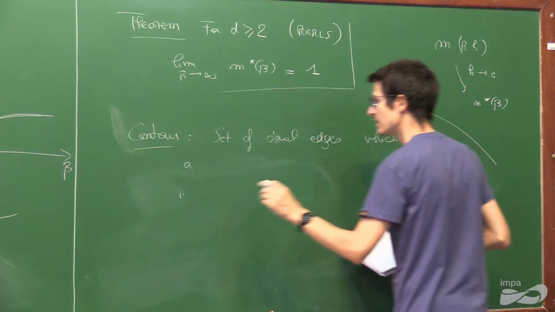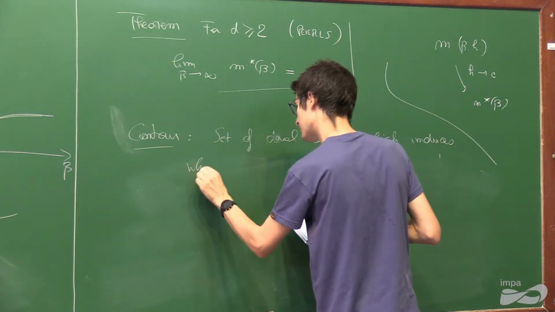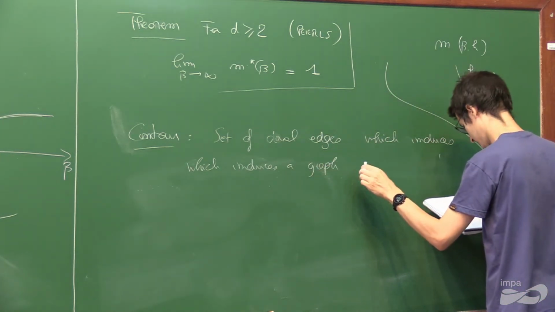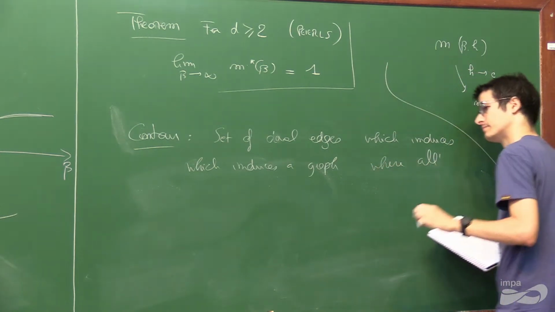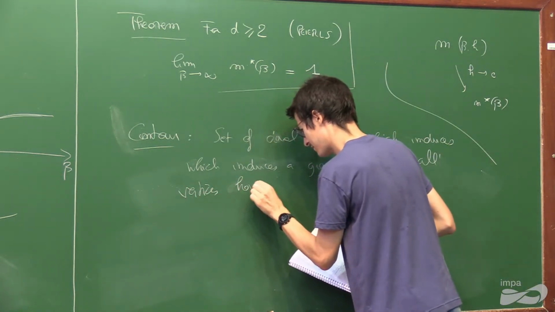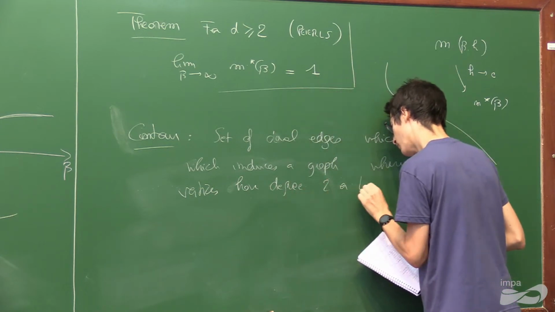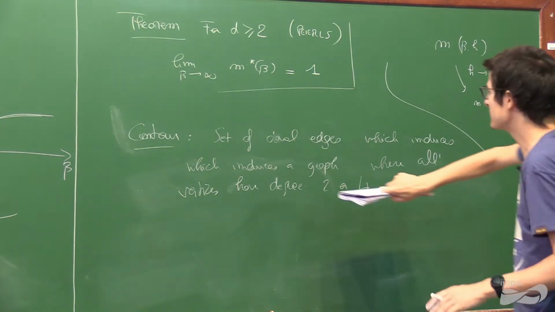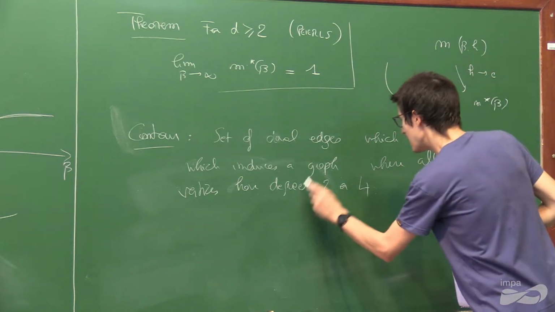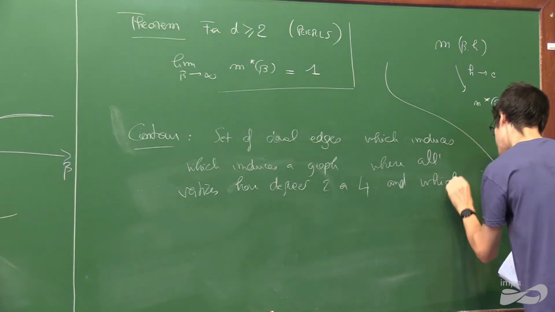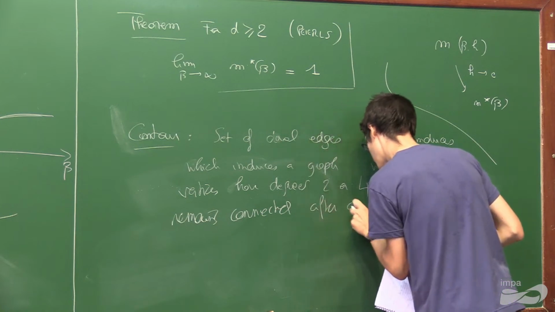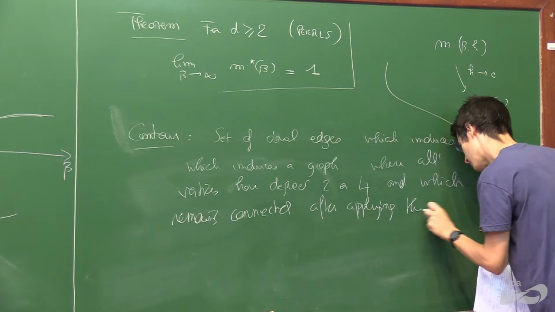which is, let me, okay. A set of dual edges which induces a graph where all vertices have degree 2 or 4. When I say it induces a graph, I'm implicitly considering the set of vertices that are adjacent to one of these edges. It's implicit when I say that all the vertices have degrees 2 or 4. And which remains connected after applying the deformation rule.